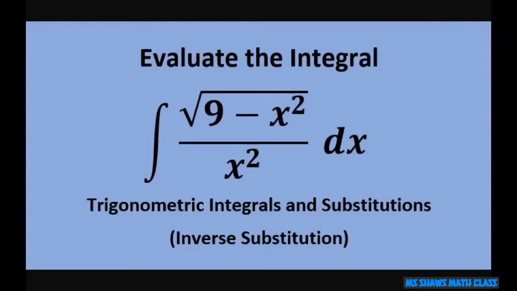Hi everyone, we're going to evaluate the given integral. We're going to use trigonometric substitutions, namely the inverse substitution. And what I mean by inverse substitution is that this has the form a squared minus x squared. So we're going to use substitution, and also we're going to use this identity.